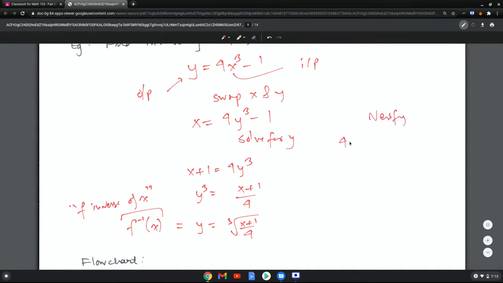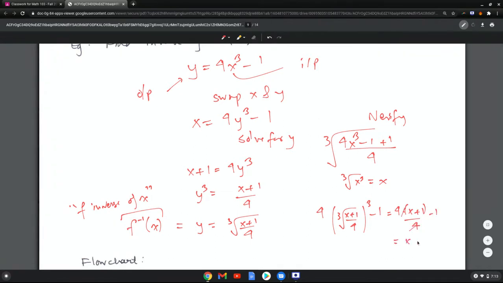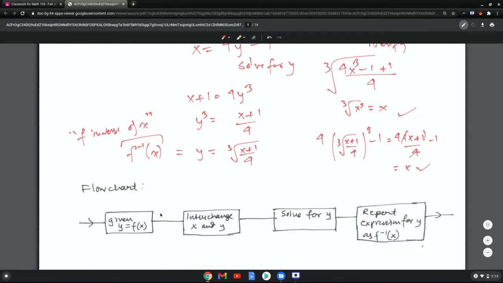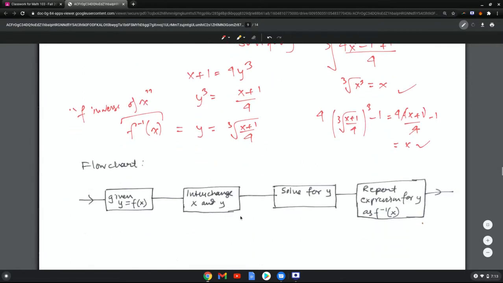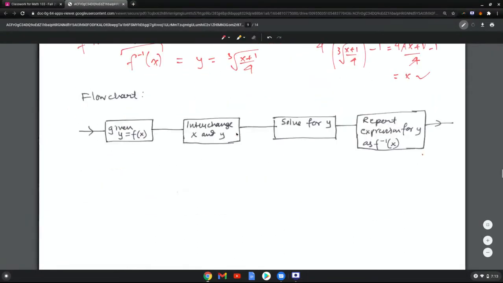If I take 4x cubed minus 1 and I take the cube root of this plus 1 over 4, it gives me the cube root of x cubed, which is x. And if I take 4 times the cube root of (x plus 1) over 4, cubed, minus 1, that's 4 times (x plus 1) over 4, minus 1, which is x. So it adds up, and in fact it is the inverse. Here's the flowchart. Given y equals f of x, you interchange x and y, then you solve for y, and then you report the expression for y as f inverse of x.